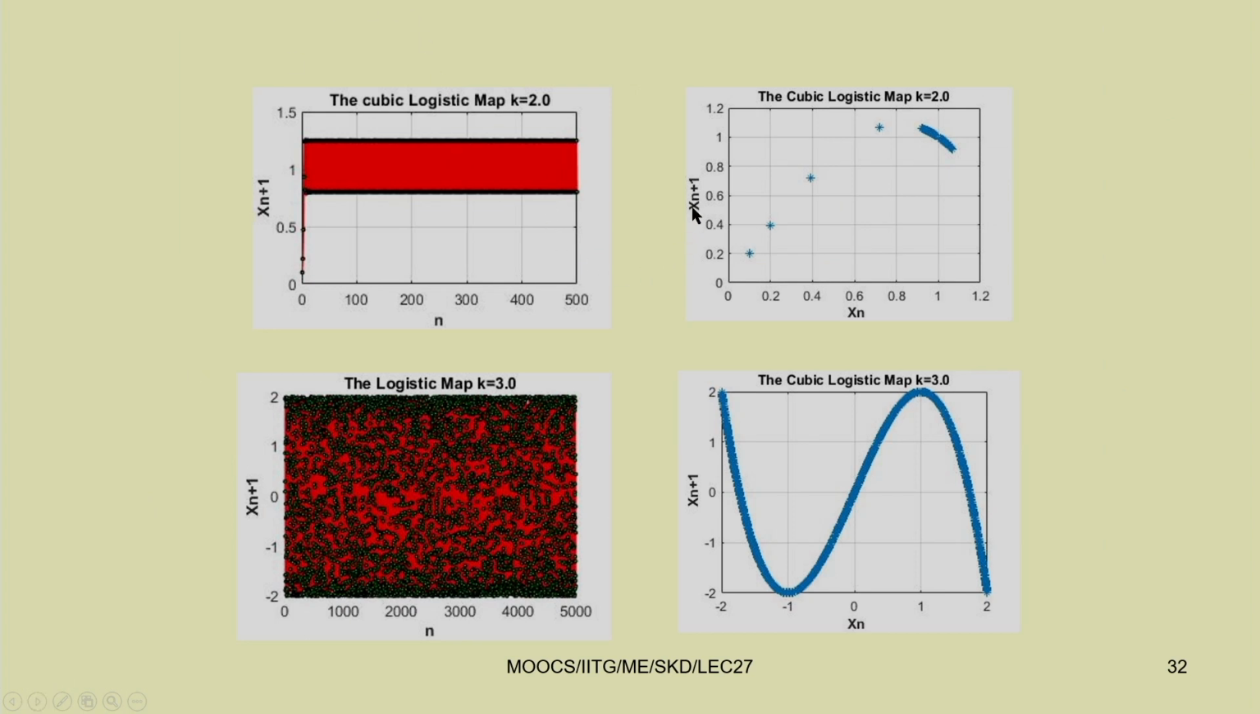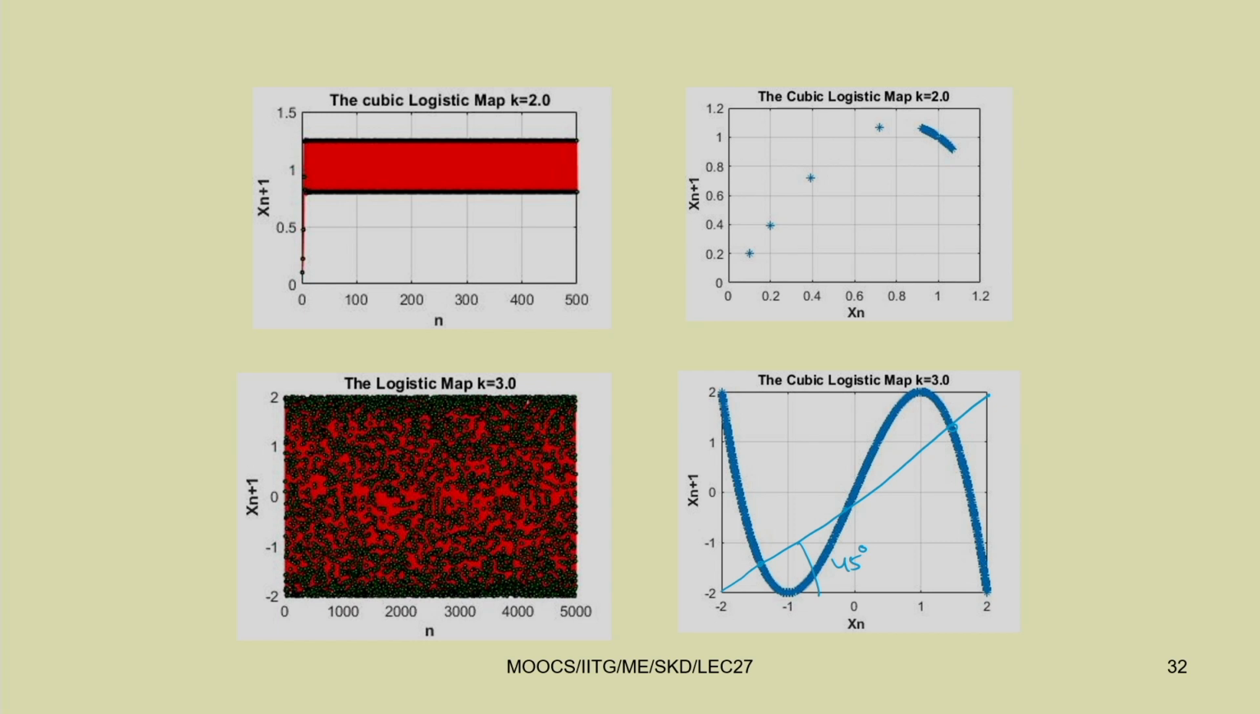If you plot x n plus 1 versus x n, this is the curve. This is the chaotic response for k equal to 3. To find the fixed point response, you can draw a line at an angle of 45 degrees, and you can see it is cutting. These are the fixed points. So 3 fixed points, period 3, you are getting.